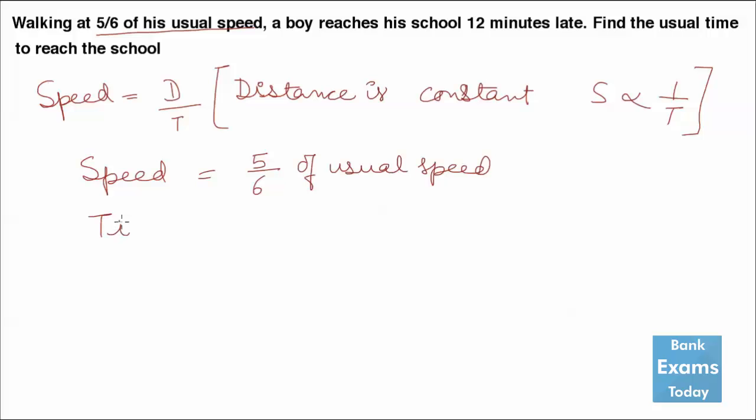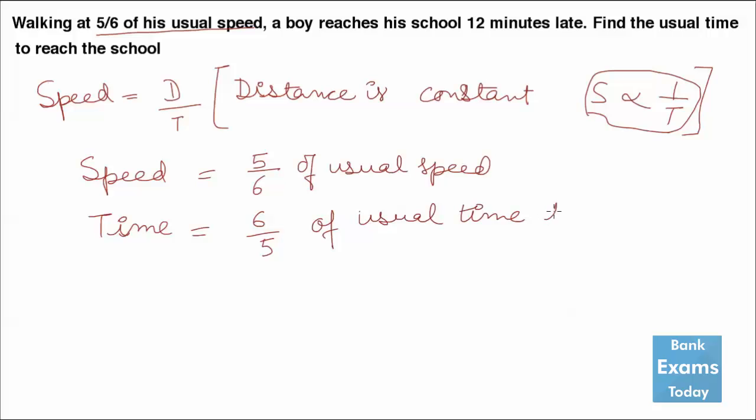And the time taken: if the speed is 5/6 of usual speed, give a look to this formula. The speed is inversely proportionate to time taken. So if the speed is 5/6 of usual speed, the time taken will be 6/5 of usual time taken. The usual time is 5/5, and right now the boy is taking 6/5 of the usual time.